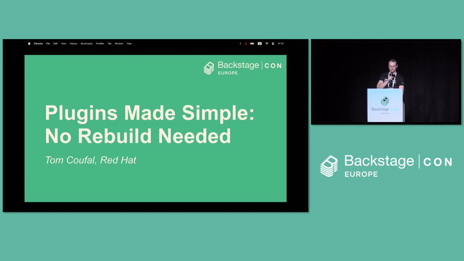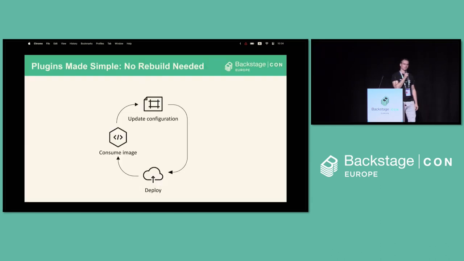So here's plugins made simple, no rebuild needed. I know this is a very hot topic, so let me share a bit of a personal story first. When I first came to Backstage, about a year and a half or 2 years ago, as a good cloud native kid, I tried to deploy it. On Kubernetes, I took a container from Docker Hub, deployed it, figured out that some configuration was needed, did the configuration, redeployed again, and I had Backstage running. So far, so good. And then I thought, how do I make it do anything useful for me?